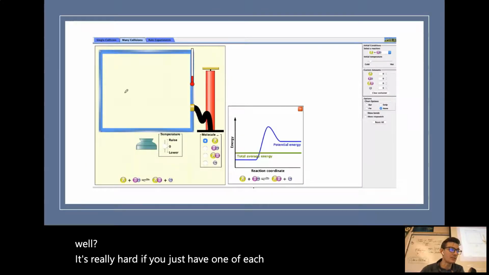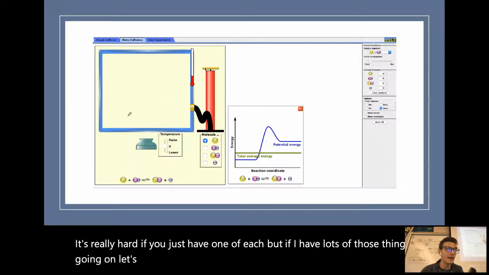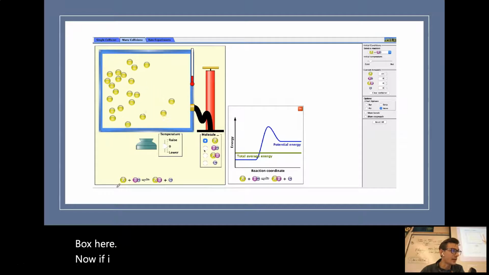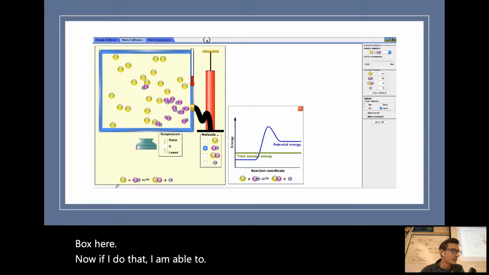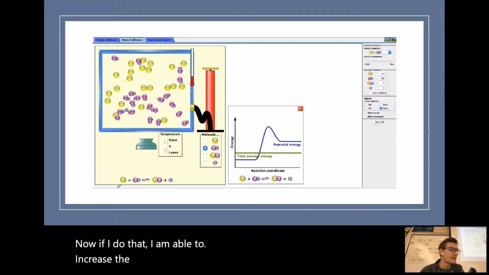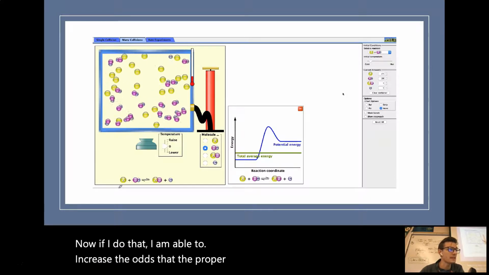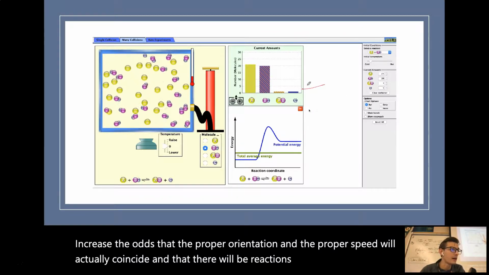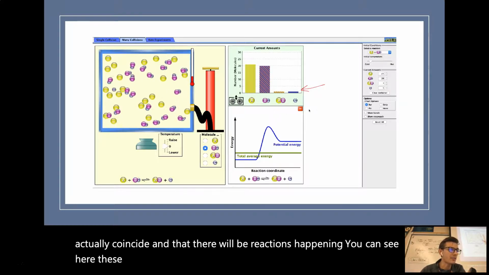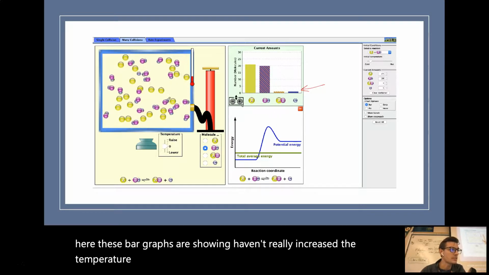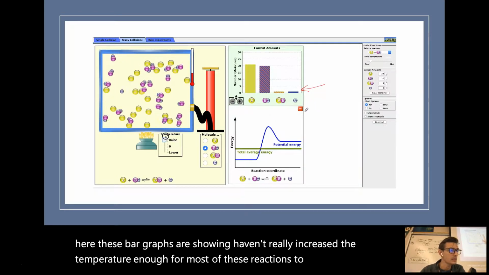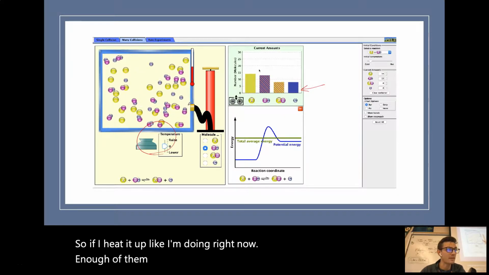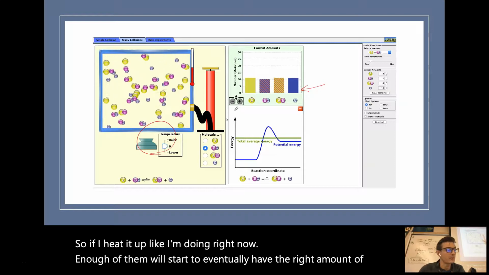But if I have lots of those things going on, let's see, I'm going to put a bunch of the A into this box here. Now, if I do that, I am able to increase the odds that the proper orientation and the proper speed will actually coincide, and that there will be reactions happening. You can see here, these bar graphs are showing I haven't really increased the temperature enough for most of these reactions to actually form products. So if I heat it up like I'm doing right now, enough of them will start to eventually have the right amount of energy, and they will combine to form products.